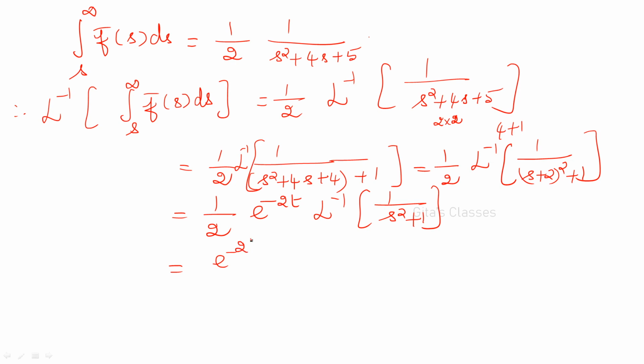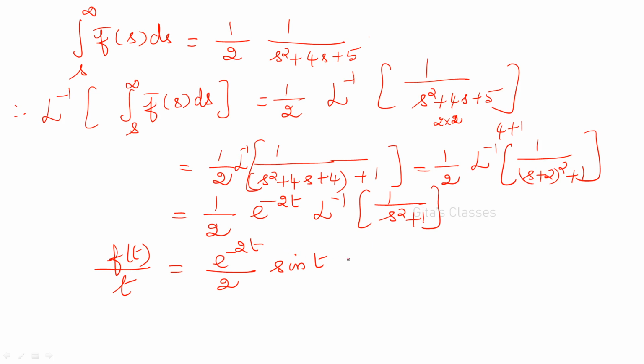That is e power minus 2t by 2 into, what is L inverse of 1 by s squared plus 1? It is sin t. And what is there in the left hand side? L inverse of integral s to infinity f bar of s ds is, by the theorem we know that this is f of t by t.